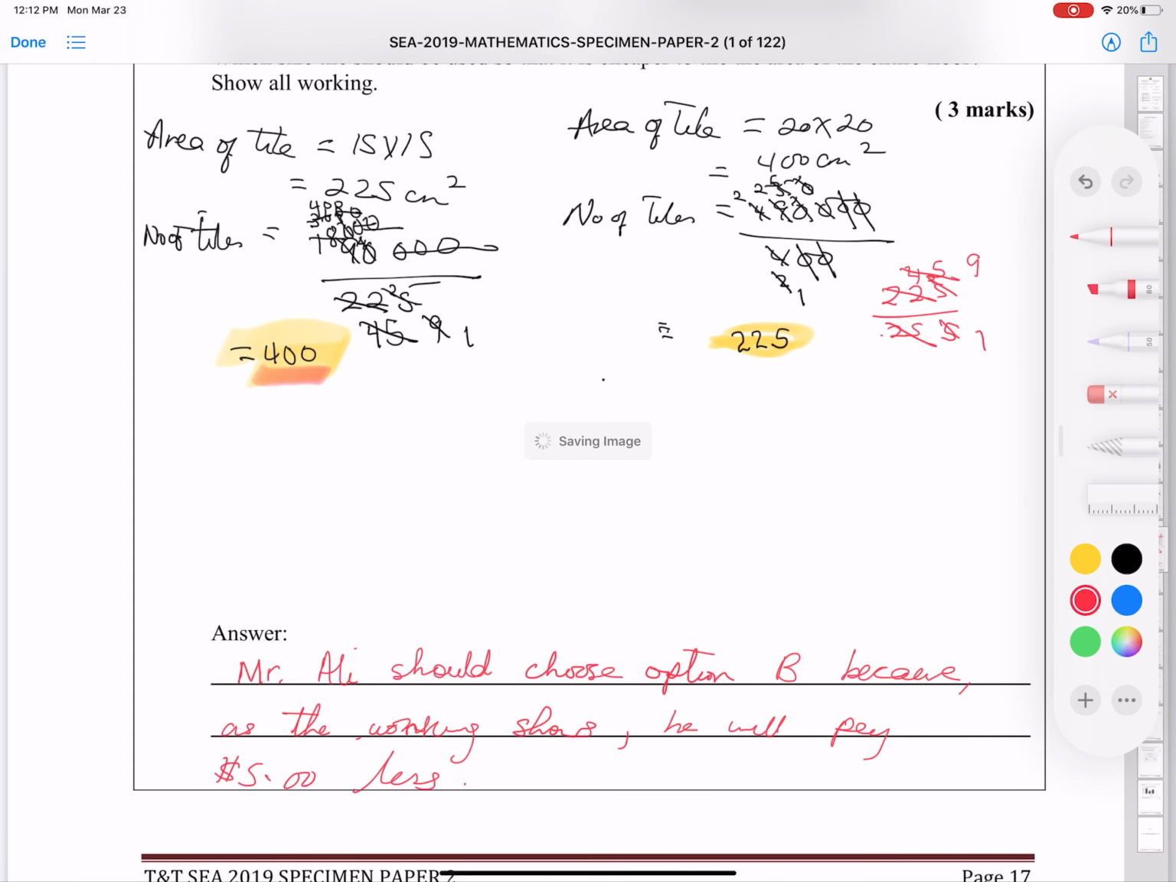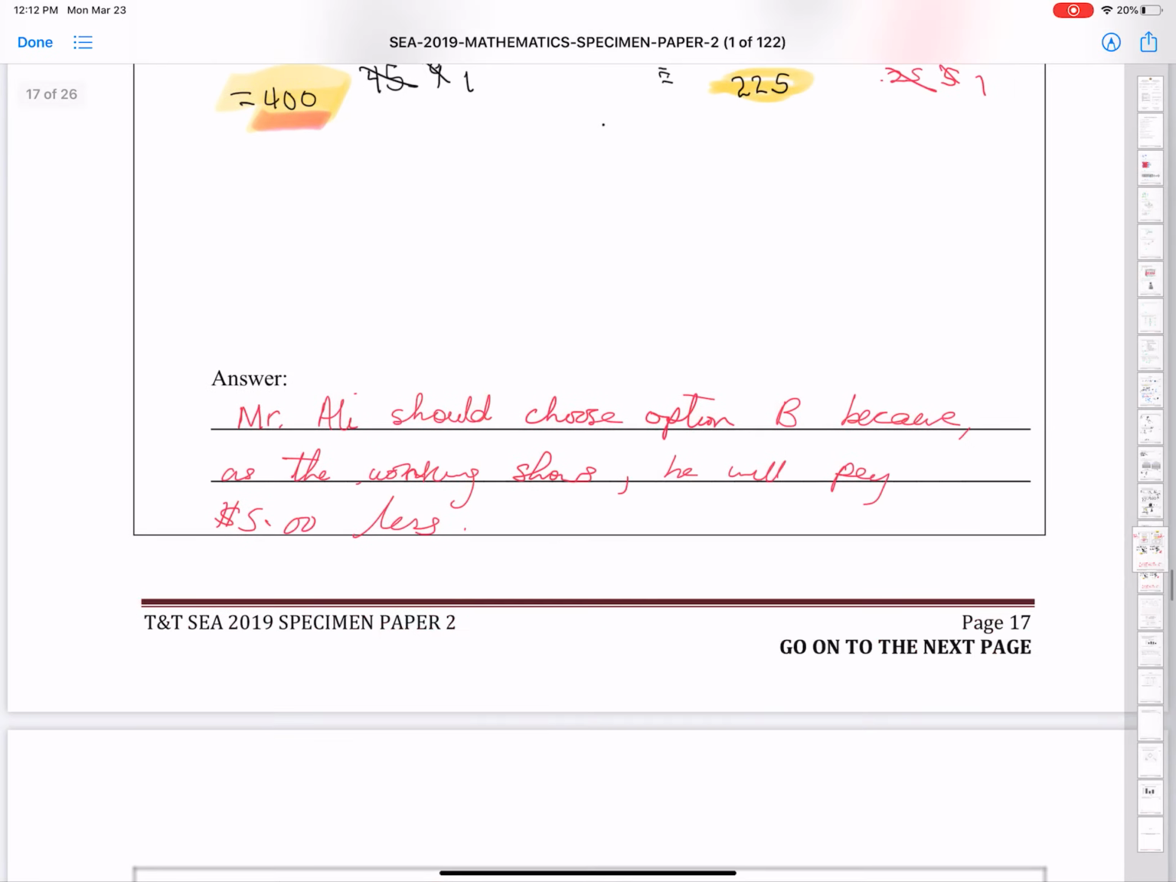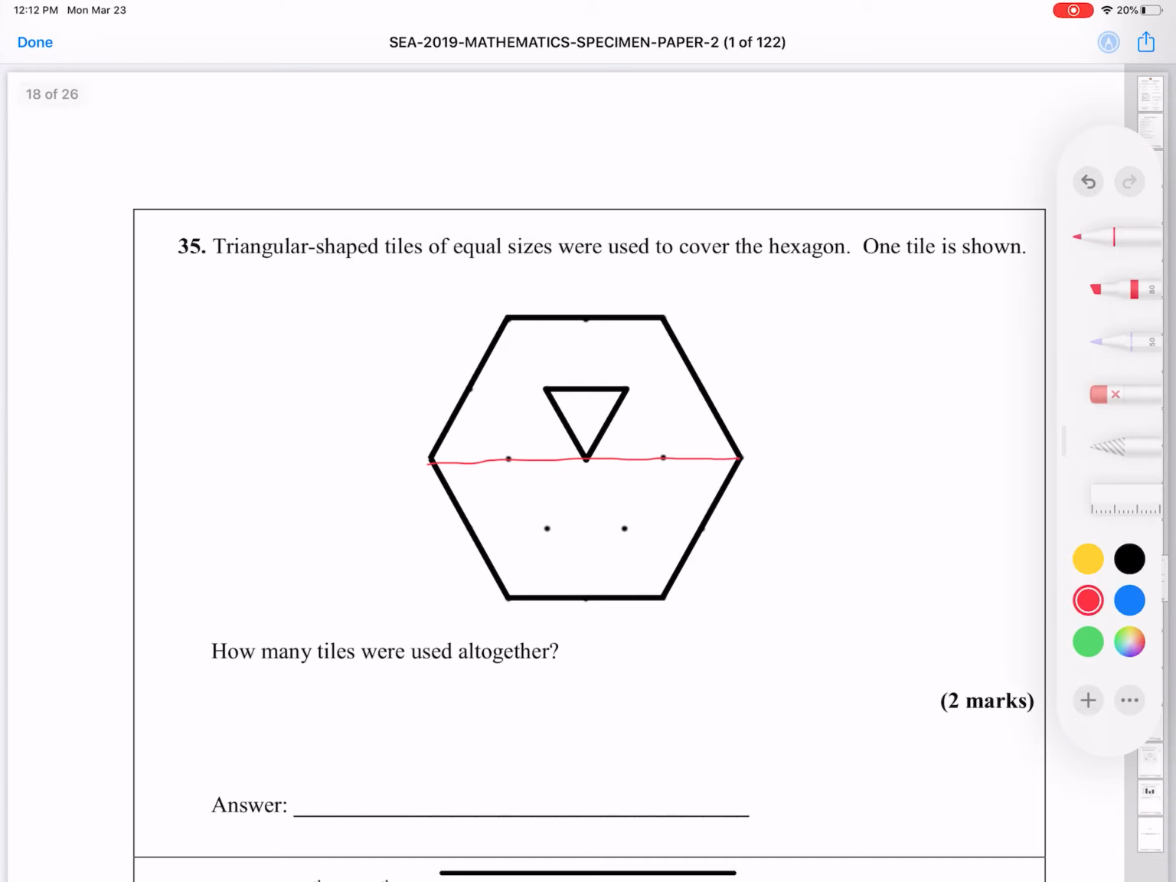Going with the vertical first. 1, 2, 3, 4, 5, 6 bars will make 7 spaces. We have 1 here already. 1, 2, 3, 4, 5. 1, 2, 3, 4, 5, 6. 1, 2, 3, 4, 5, 6, 7. And that's it.